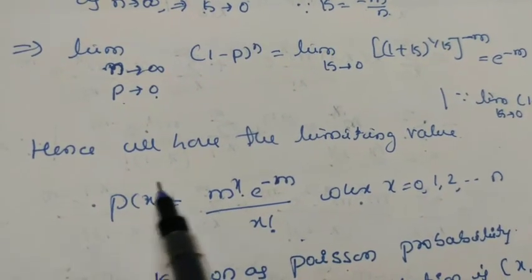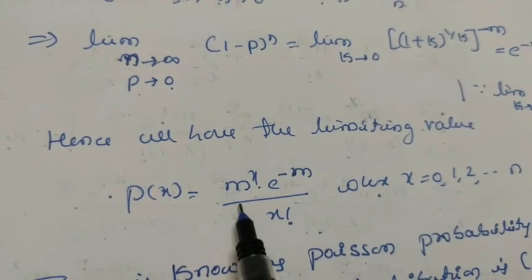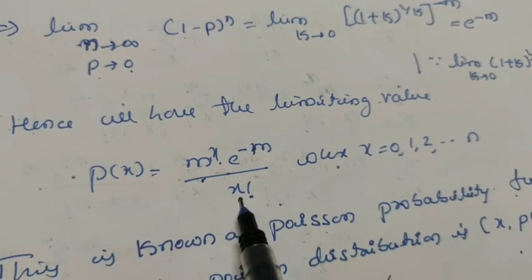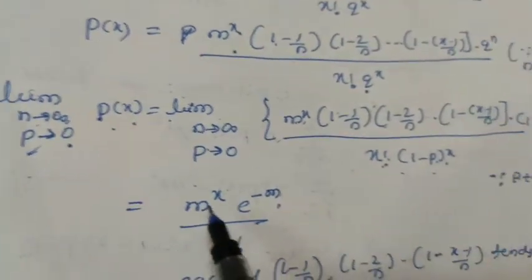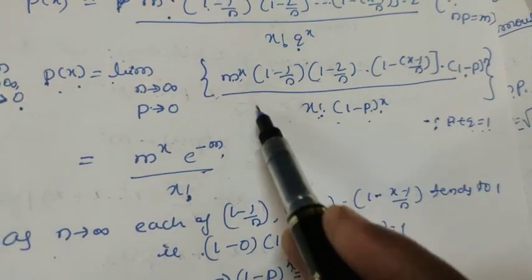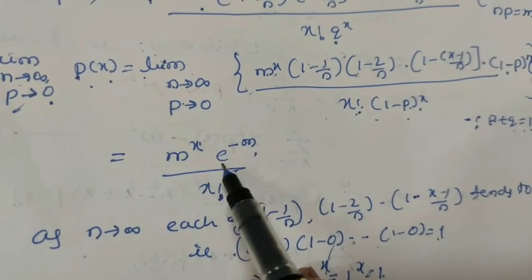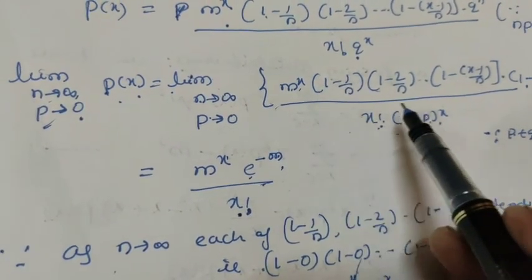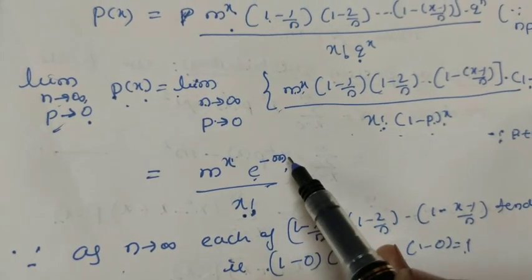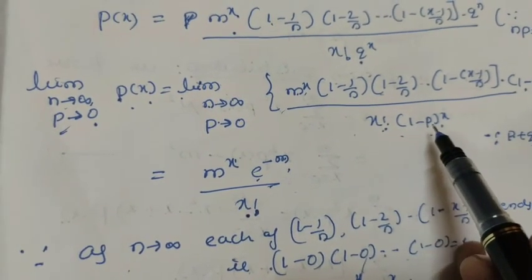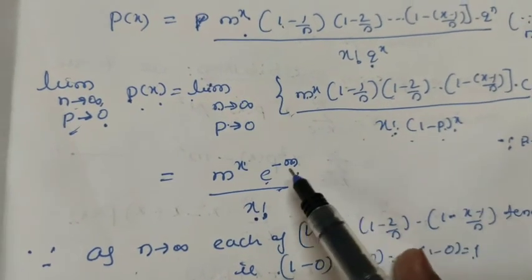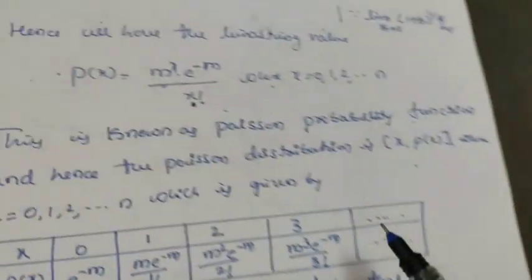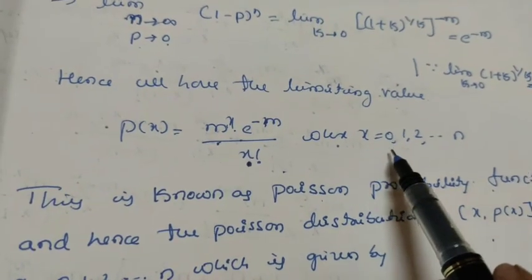So hence this limiting value p of x now becomes m raised to x into e raised to minus m divided by x factorial. After simplification of this bracket we will get m raised to x into e raised to minus m divided by x factorial. I have explained how we got this whole term as e raised to minus m, and this (1 minus p) raised to x etc. After simplification you will get m raised to x into e raised to minus m divided by x factorial, where x is equal to 0, 1, 2, 3 etc.